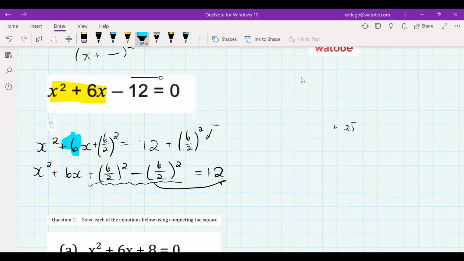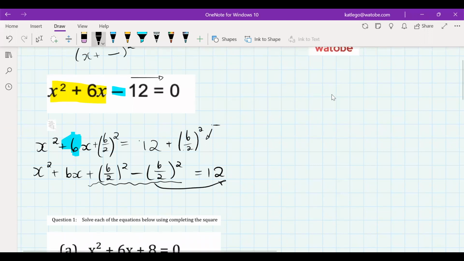6 over 2 is half of 6, basically 3. That's correct. Okay, so let's finish off and see. Why doesn't the sign of 12 change? It did, my dear, because it was negative 12. You see it was negative 12? And we transposed it to the right-hand side, so it became positive. I hope you can see that.